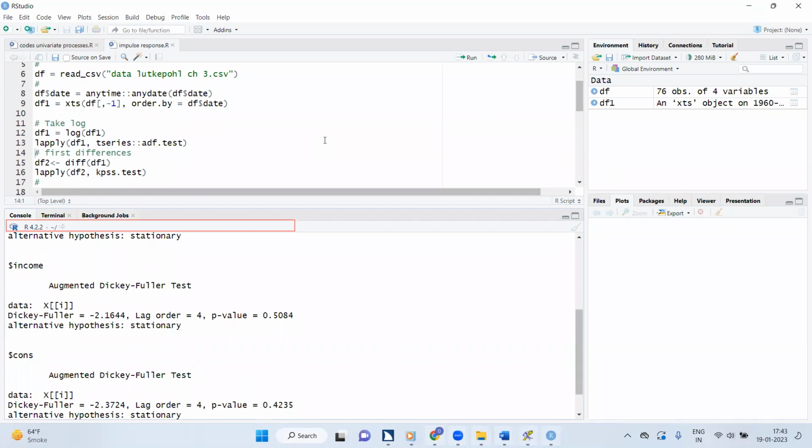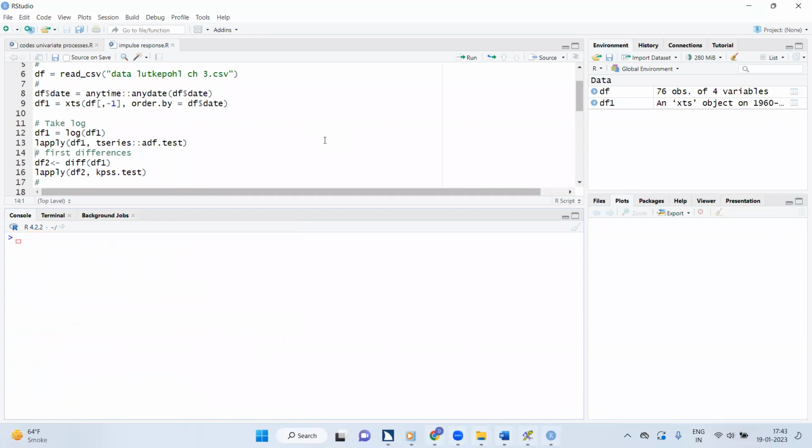So what we're going to do, take the difference. So this is the power of XTS. You just specify the object into it, and operations will be performed on all the columns. So let's compute the first difference and we are calling it DF2. You see right now I have used the less-than dash. No need for this. You can simply write equals to. The less-than dash is an assignment operator. You can use equals to, no problem. So DF2.